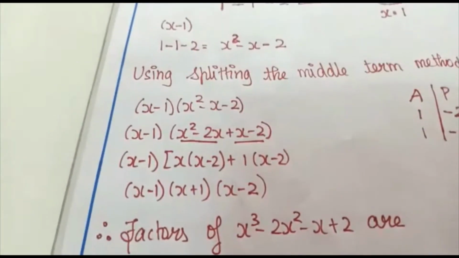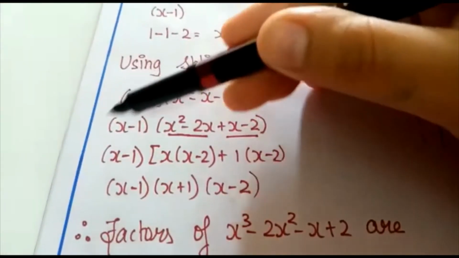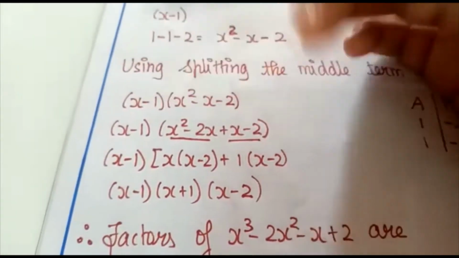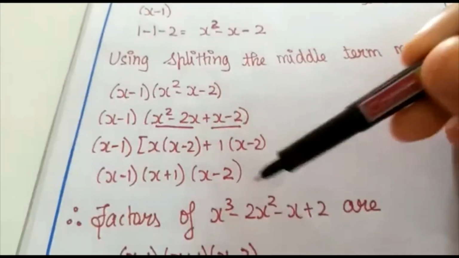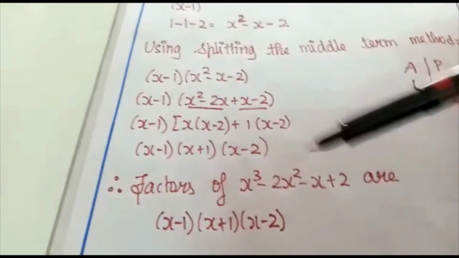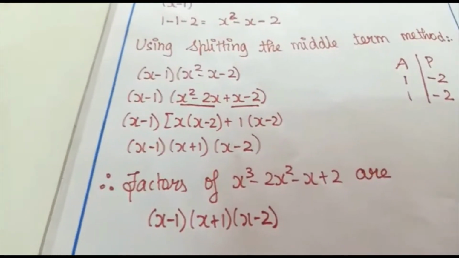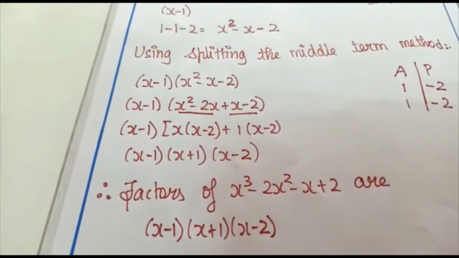Guys, remember one more thing. While using synthetic division or whenever we do get factors, we must every time write the first factor. If we don't write it, a teacher can cut a mark. So, factors of x cubed minus 2x squared minus x plus 2 are x minus 1, x plus 1 and x minus 2. To learn better, let's see some more examples.